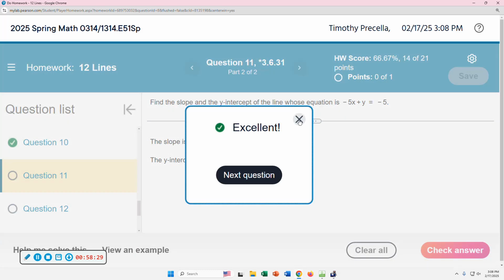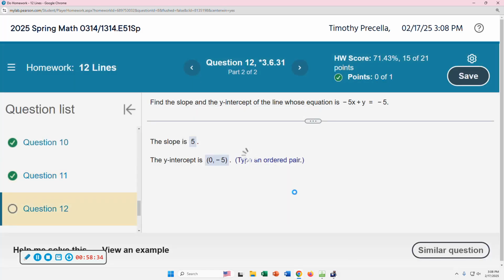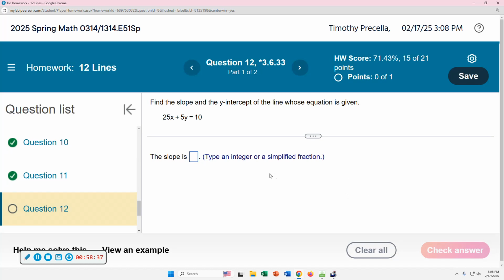Okay. Number 12. Same instructions: find the slope and the y-intercept. Let me ask you something. Are we going to have to move terms around the way we did on number 11, or is this like number 9 where we can just say the slope is 25? We're going to have to move terms around. We need to get y by itself.